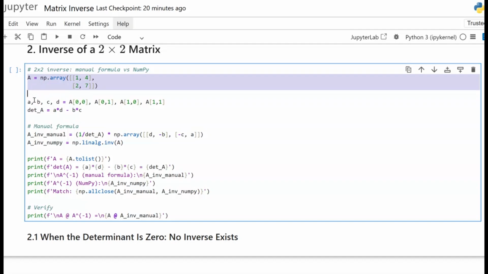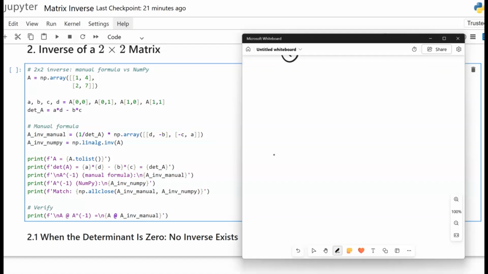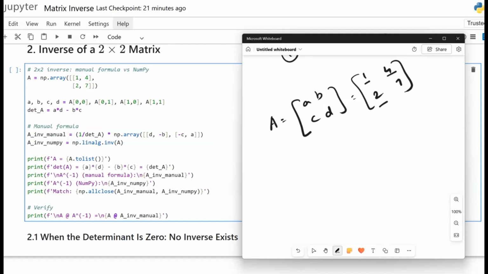And we are going to assign the entries as a, b, c, d, as here A of 0, 0 and A of 0, 1 and A of 1, 0 and A of 1, 1. We are going to have the matrix A as a, b, c, d, and kindly observe, this assigns 1, 4, 2 and 7. So A of 0, 0, A of 0, 1, A of 1, 0 and A of 1, 1.